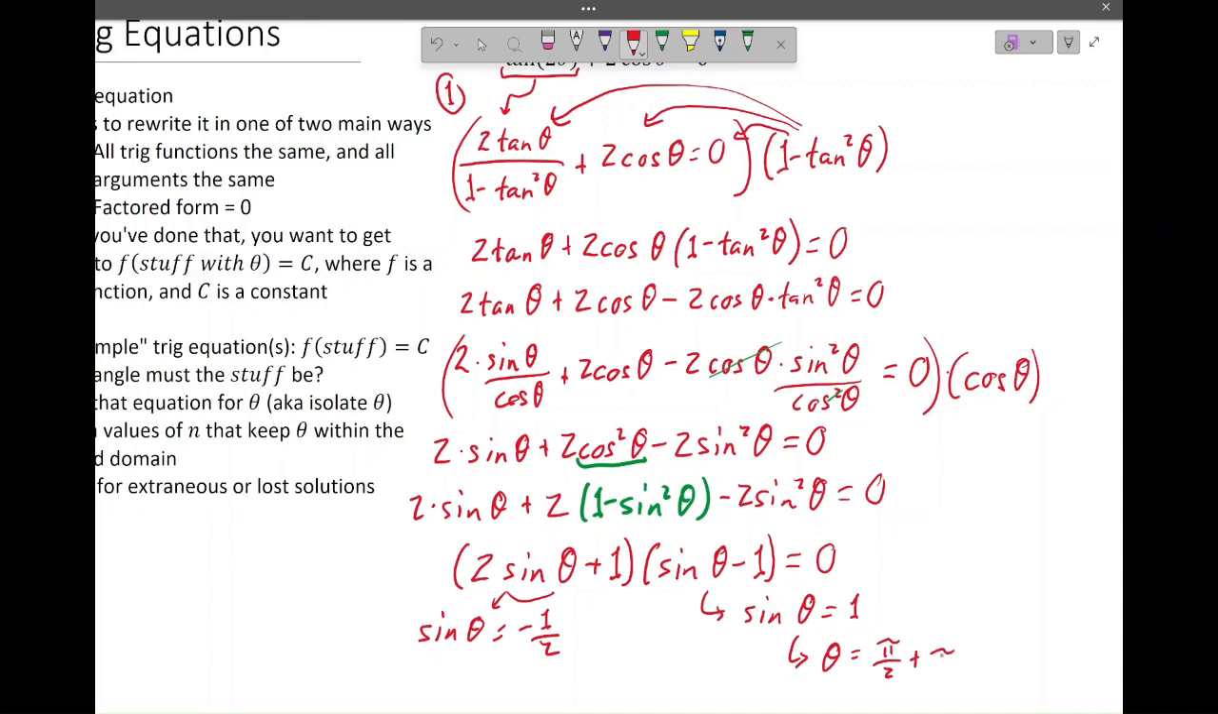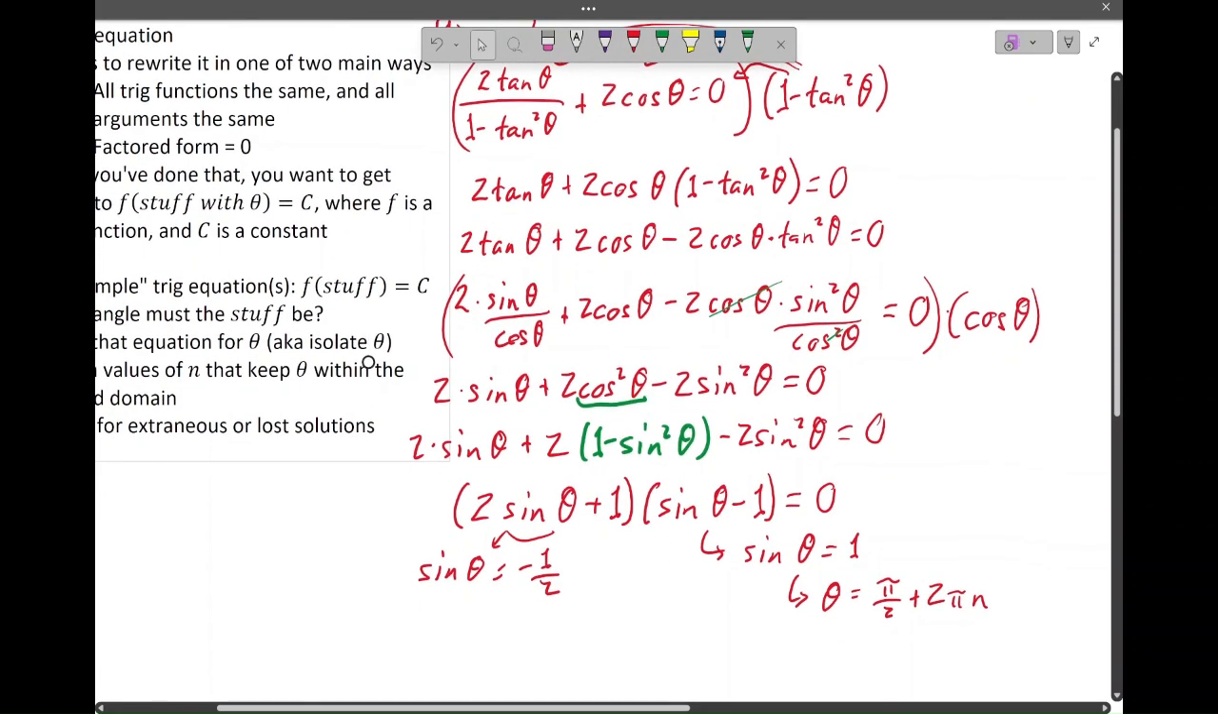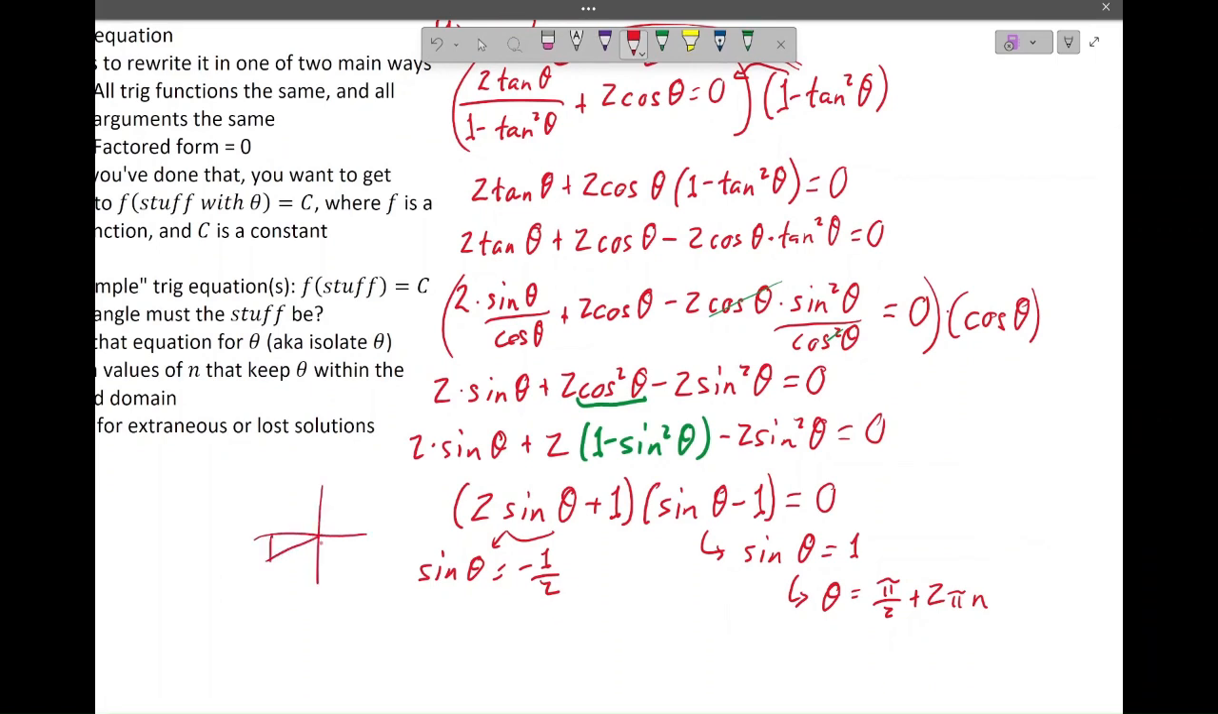Again, and in every revolution thereafter. So, plus 2 pi n. In the case of negative 1/2, again, just quickly draw your unit circle. Negative 1/2 is going to happen over here, which would be at 1 pi plus another pi over 6. So that's going to be 7 pi over 6.